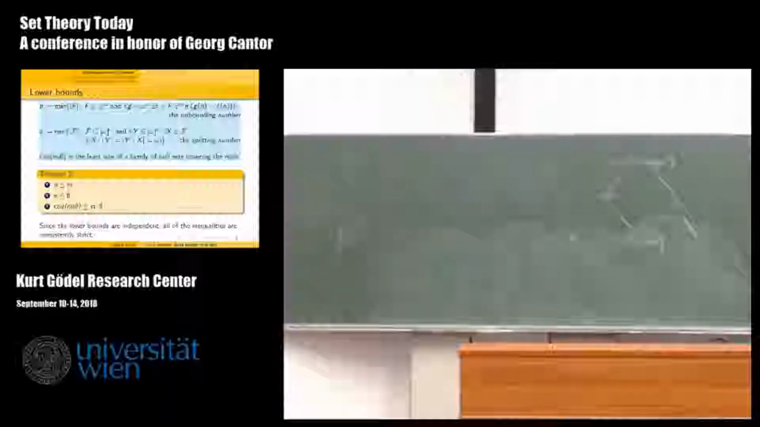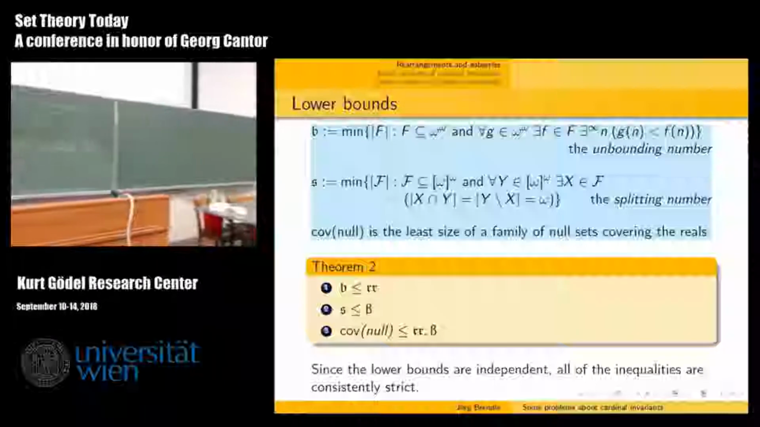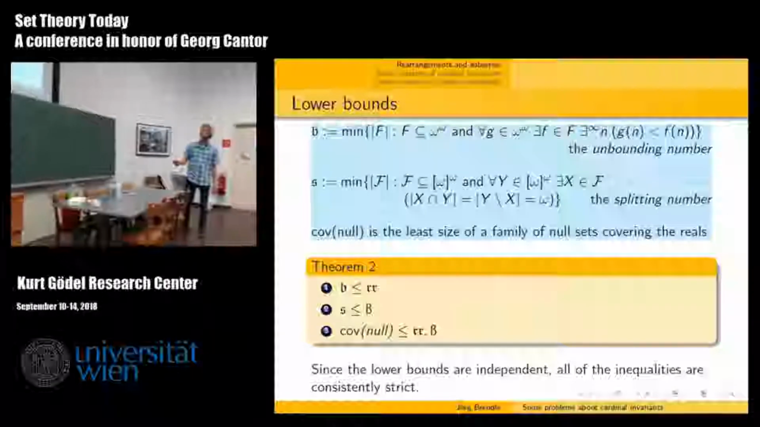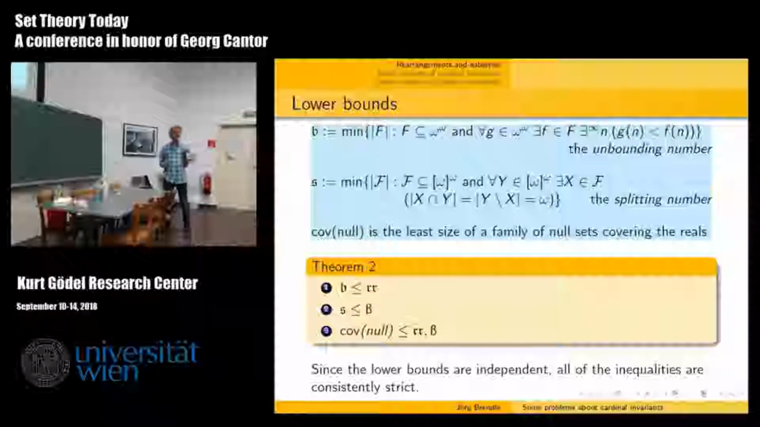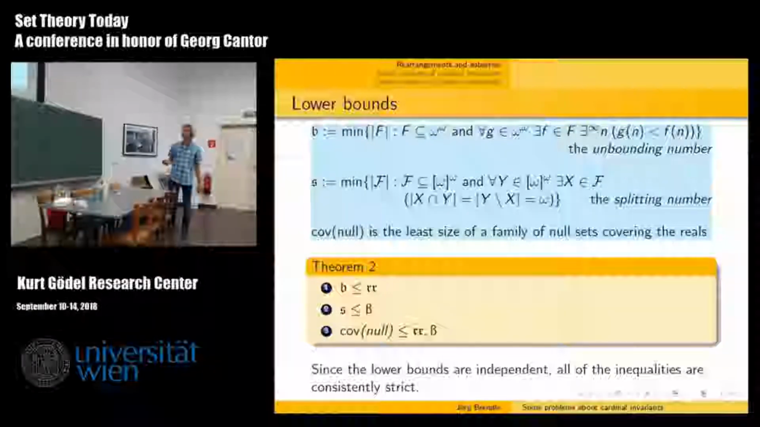Now, since the lower bounds are independent, all of these inequalities are consistently strict. So none of these here is equal in ZFC. That's what I'm saying. And the reason is simply because it's already known that for these three cardinals, they are independent, in the sense that for any two of these three cardinals, any order is consistent. So it's consistent that b is less than s, it's consistent that s is less than b, and so on. And that then gives immediately that there are models where b is strictly less than double R, and so on.